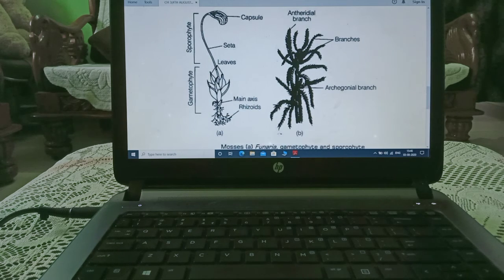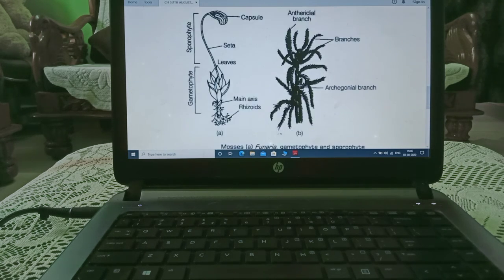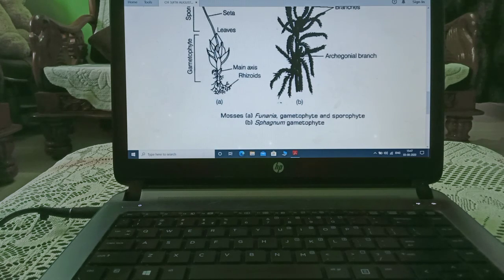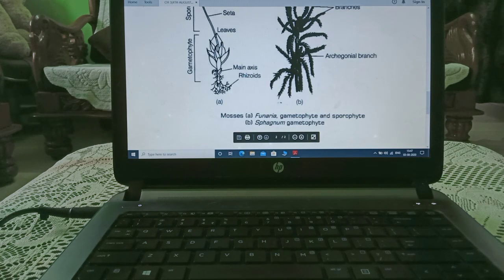From here the female gametophyte will come out, and here the male gametophyte will come out. So this is the plant of moss and this is the plant of sphagnum. Here gametophyte and sporophyte both are present in mosses, and here we can see only the gametophyte.